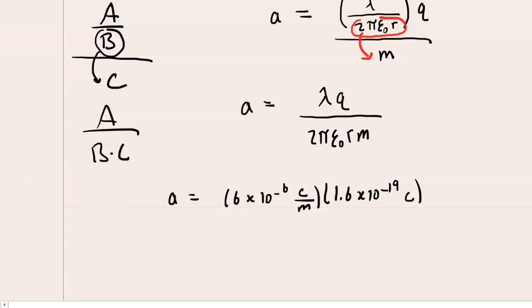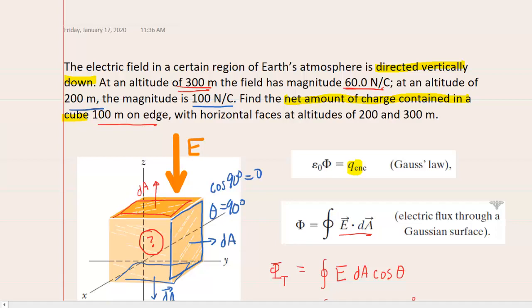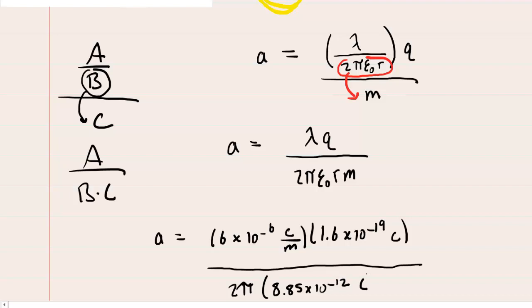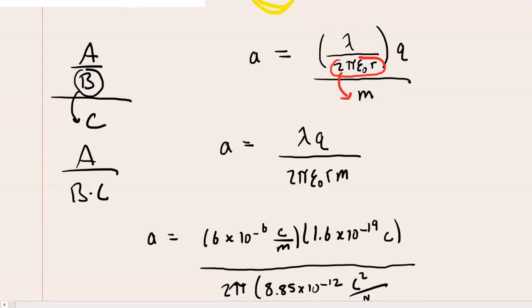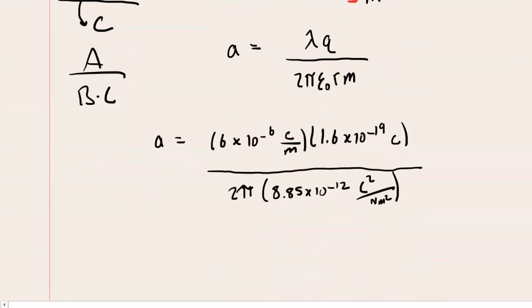Notice we're just using the positive version of the charge because we just need the magnitude. Divided by 2 pi times epsilon, which is 8.85 times 10 to the minus 12. And then the unit for that is hiding over here, coulombs squared per newton meters squared, kind of an ugly unit. And then we have the distance. Now that was 9 centimeters, but we want it in meters, so you have to do 9 times 10 to the minus 2 meters, and then multiplied by the mass of the electron.